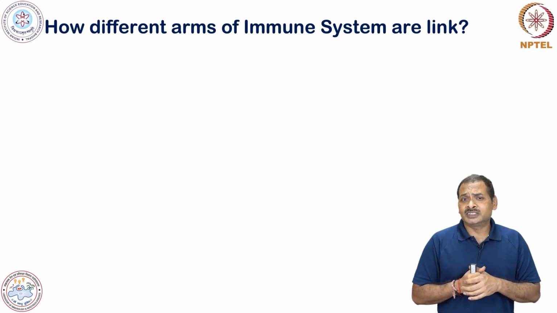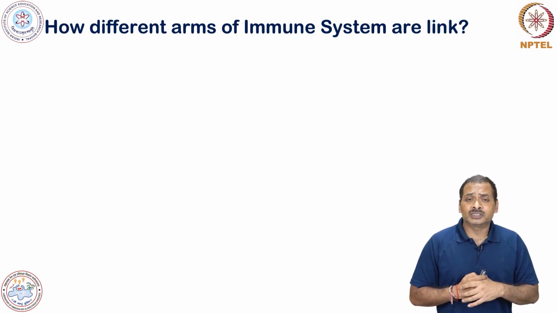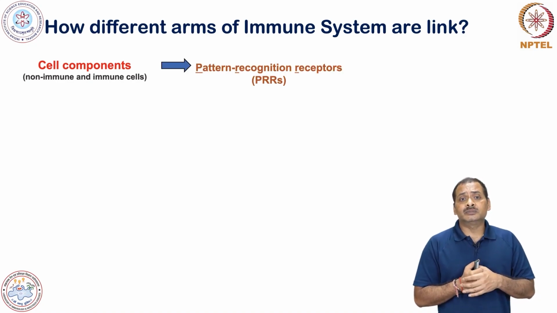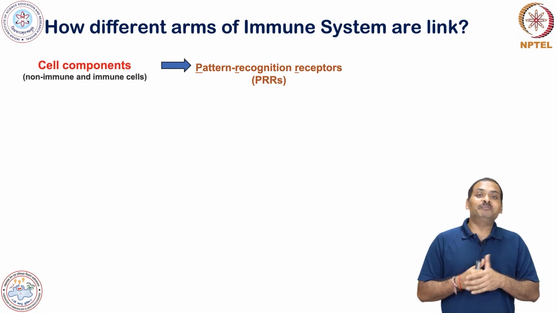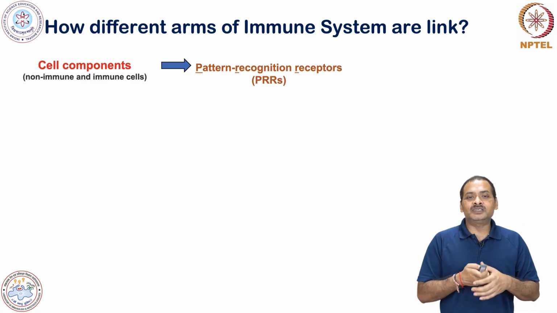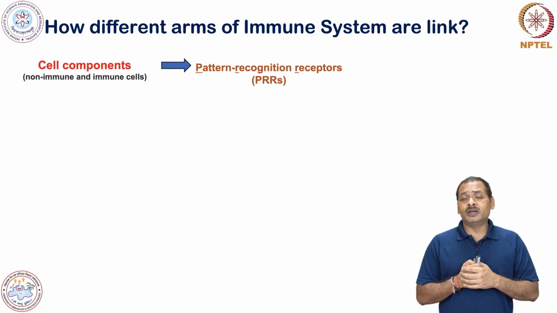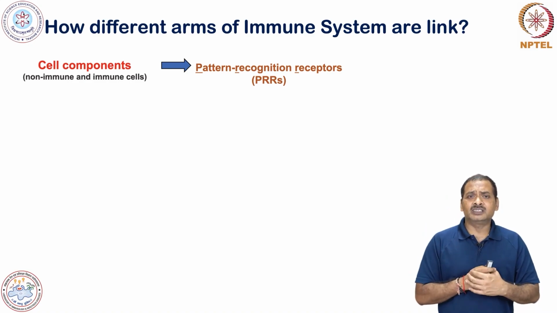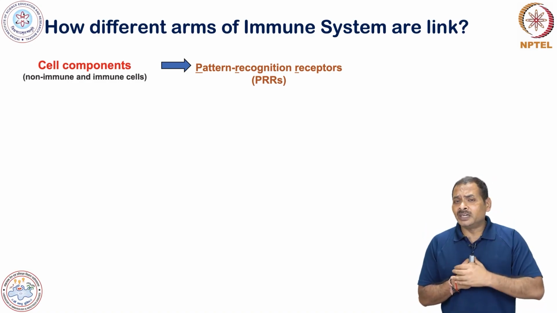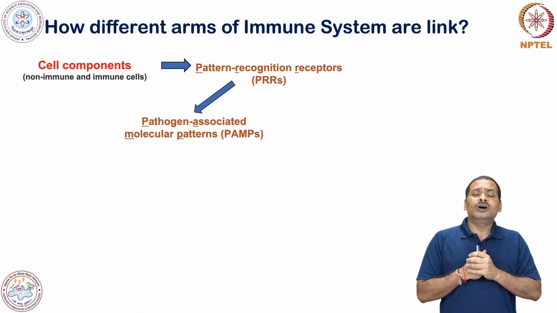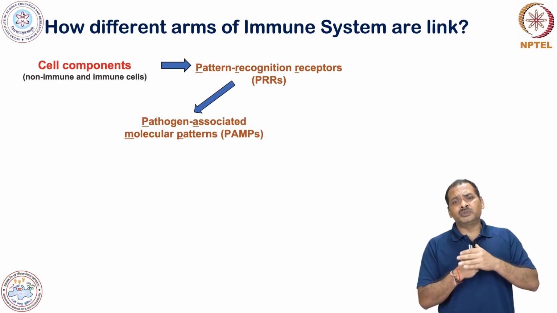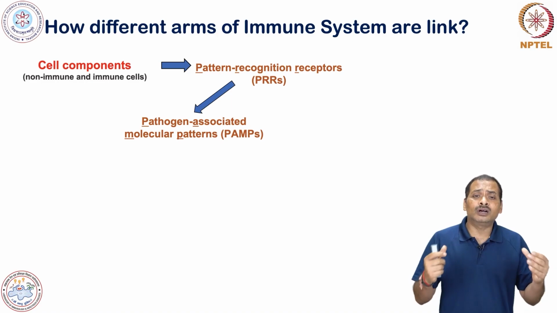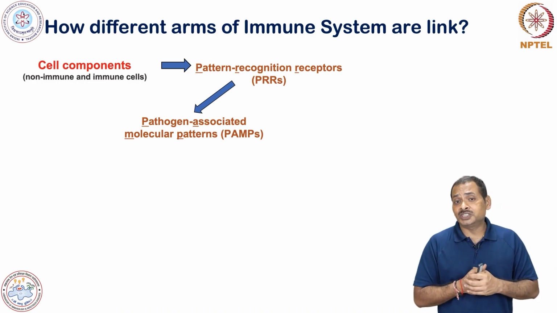Similarly, there are cells, the cellular component of the immune system, which includes all immune as well as some non-immune cells, and these cells express a family of molecules which we call pattern recognition receptors. I think I mentioned this in my previous lecture. There are various families, which I will discuss when we take up pattern recognition receptors under innate immunity. These pattern recognition receptors sense the unique signature of the pathogen. If you remember, in the previous lecture I discussed broad specificity. PRRs have a broad specificity and sense pathogen associated molecular patterns.